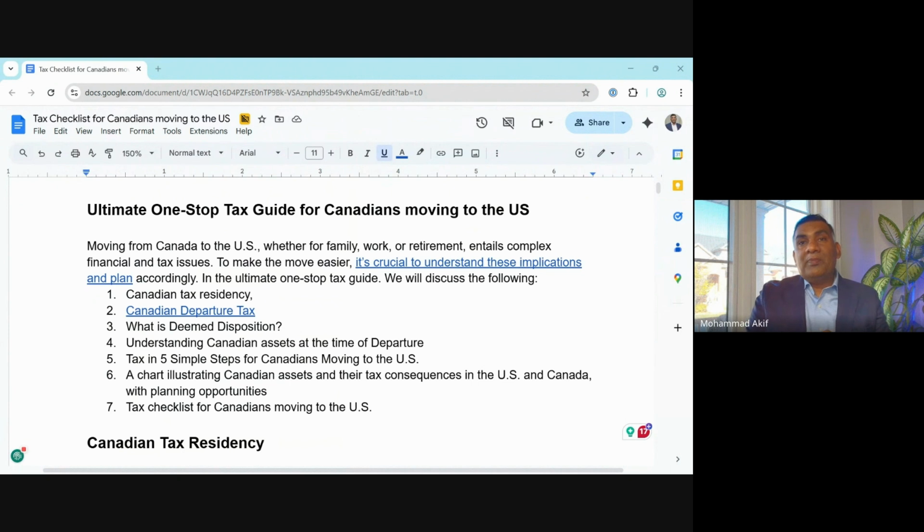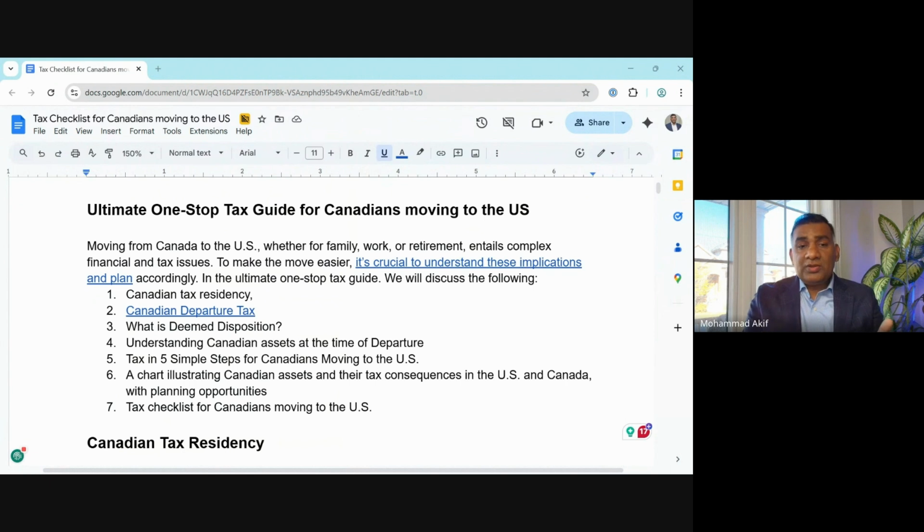So we want to make sure that whatever the purpose is, you are paying the minimum tax possible, right? We don't want the maximum tax, especially when you're moving to the US for work or business purposes. We want the minimum tax, and for that you have to understand how things will work.